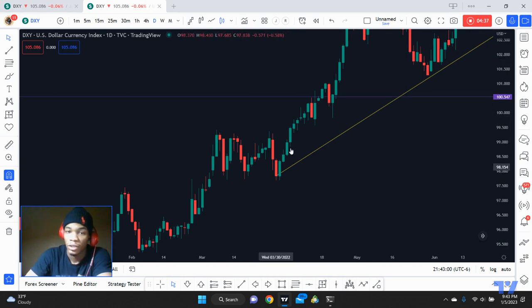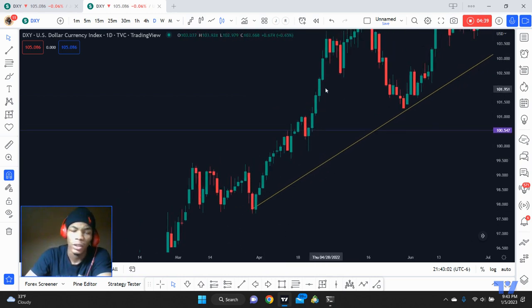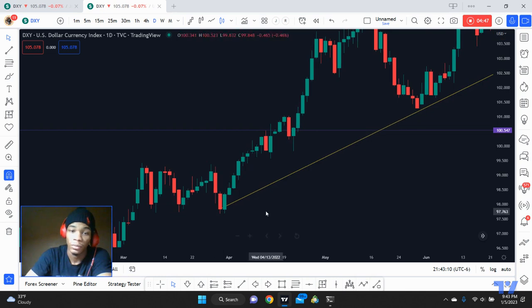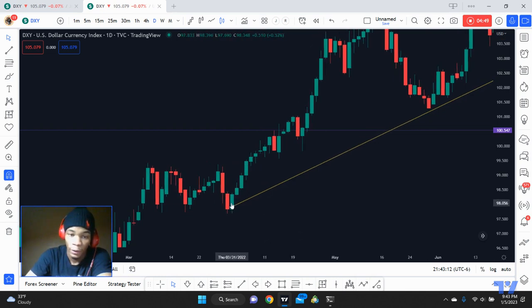So you see how this price action is just going up, up, up, which is bullish. And then you got one red candle, another red candle. And it's on a daily time frame. So every day the price closed above the previous close since March 31st, 2022. It's been going up pretty much.